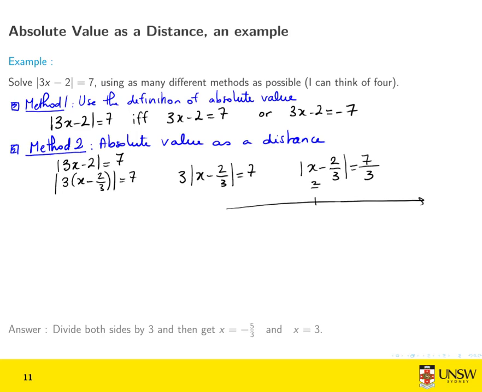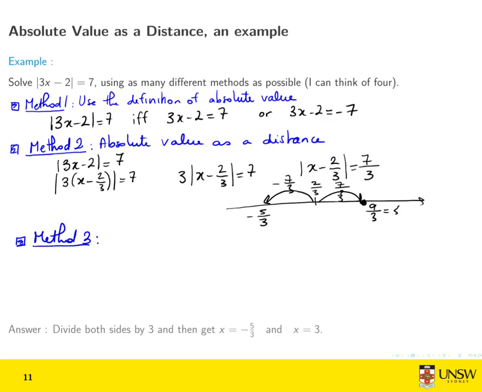The distance between x and 2/3 is going to be 7/3. So that will give us 1 point here, which is going to be 9/3, so really 3. And on the other side, we subtract 7/3, so 2/3 minus 7/3, and that's going to be minus 5/3. That gives us our other solution. We're trying to come up with as many solutions as possible, so let's try to find something else.